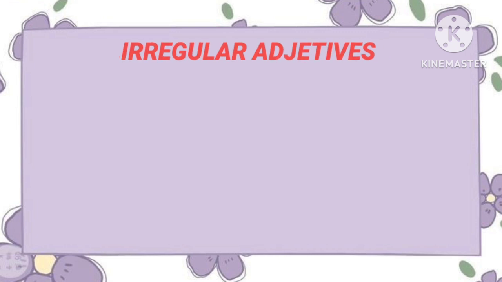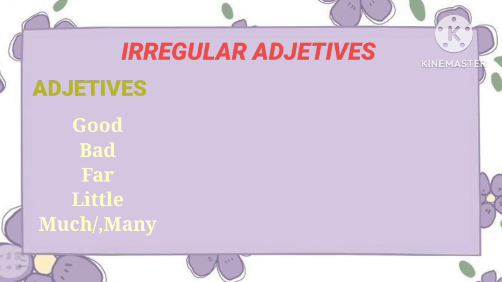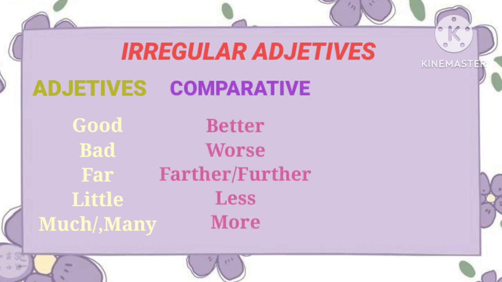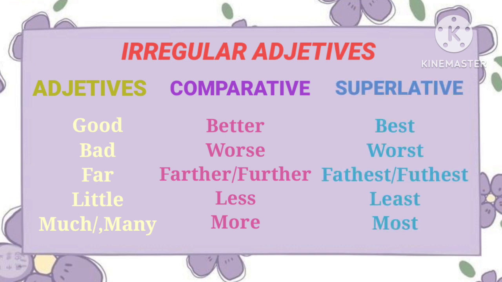It's important to note that there are irregular adjectives that don't follow the rules. For example, the adjectives good, bad, far, little, much, many. Comparative: better, worse, farther, further, less, more. Superlative: best, worst, farthest, furthest, least, most.